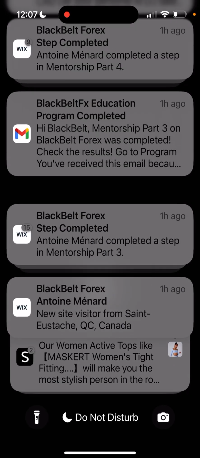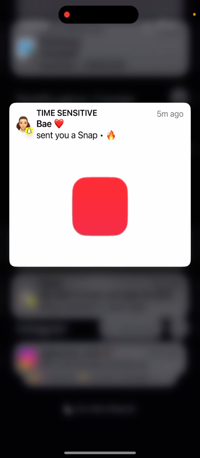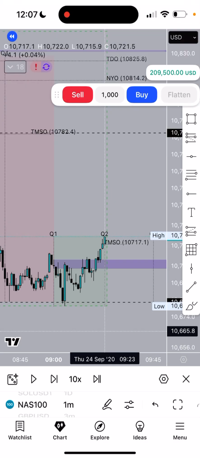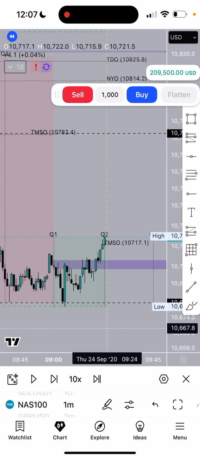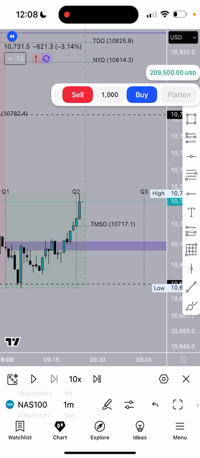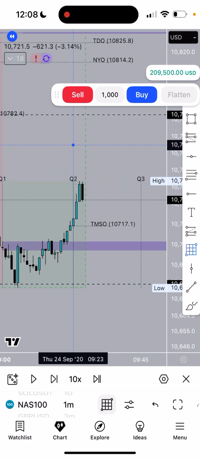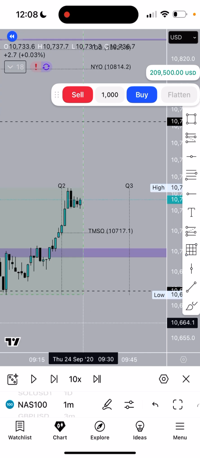Anyway, it seems like my entry could have been a bit better, right? So that's why it feels like at this level, if I could wait for the 9:30 a.m. opening price, that'd be better for me. So I'm just gonna wait for 9:30 a.m. to open, just in order to add more confluences.